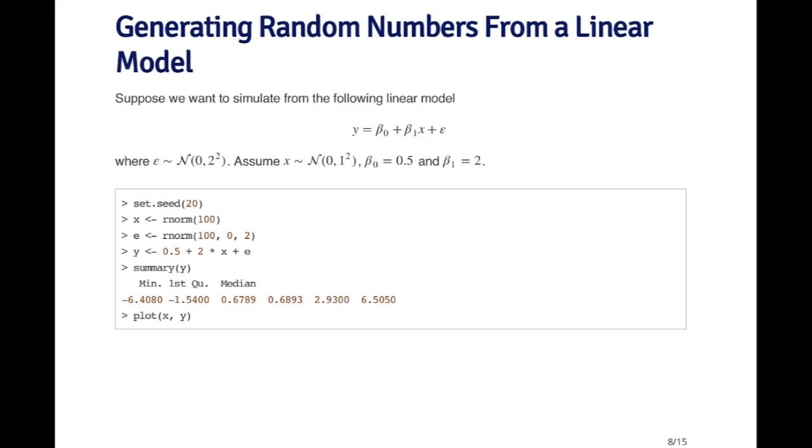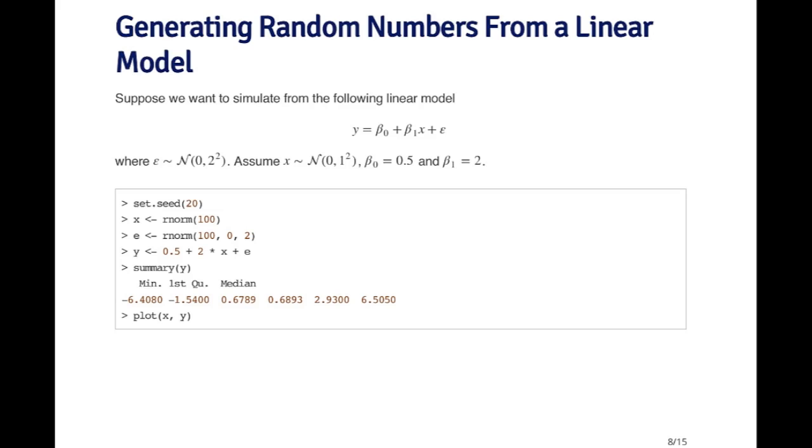The outcome is going to be generated using these two regression coefficients. I've got an intercept beta naught and a slope beta 1. I'm going to assume that beta naught is equal to 0.5 and beta 1 is equal to 2. So the question is, how do I simulate from this model now that I've specified what it is?